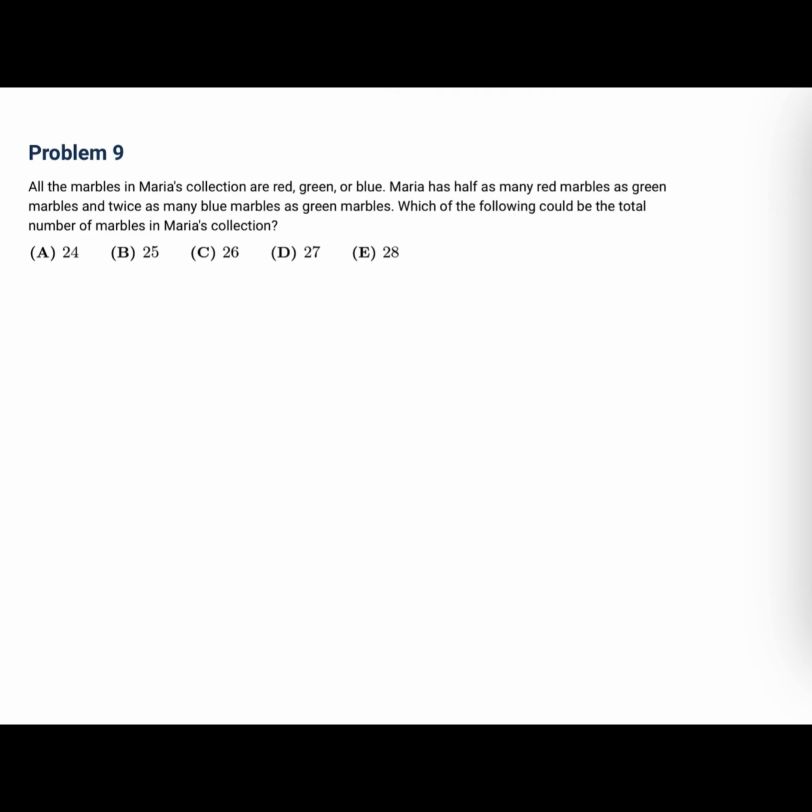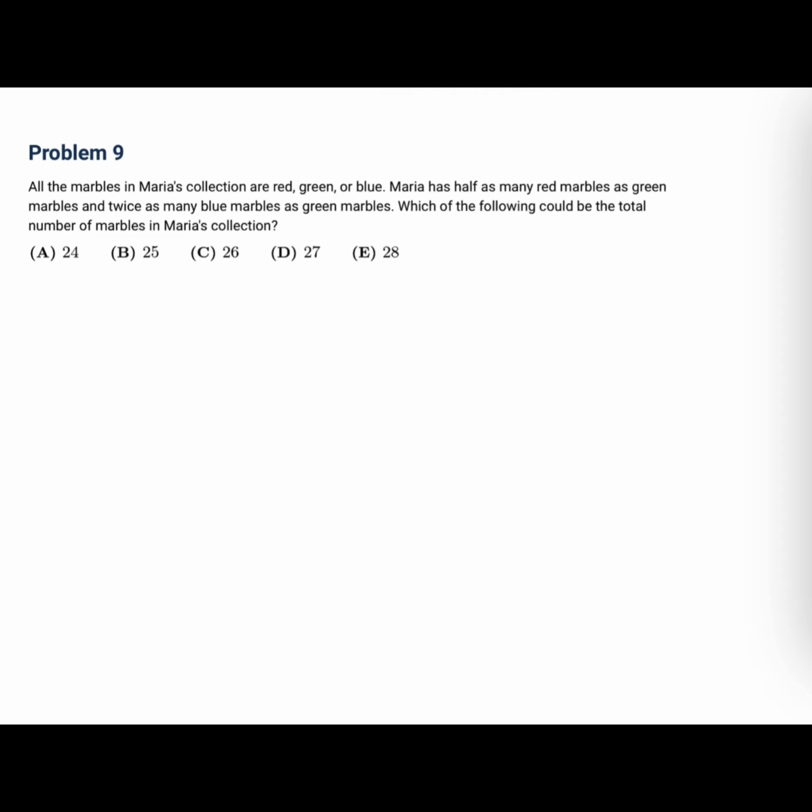Problem 9. All the marbles in Maria's collection are red, green, or blue. Maria has half as many red marbles as green marbles, and twice as many blue marbles as green marbles. Which of the following could be the total number of marbles in Maria's collection? So if you look at it, this problem is essentially just an easy algebra problem, so let's break it down.